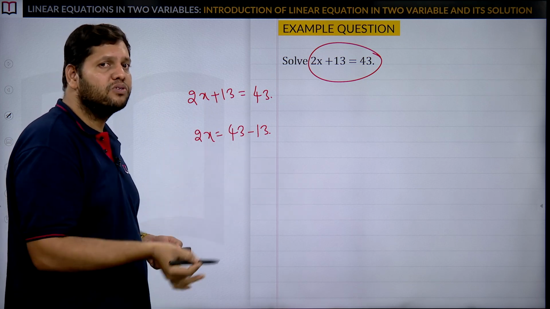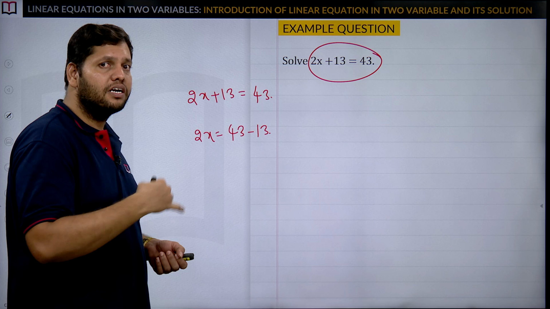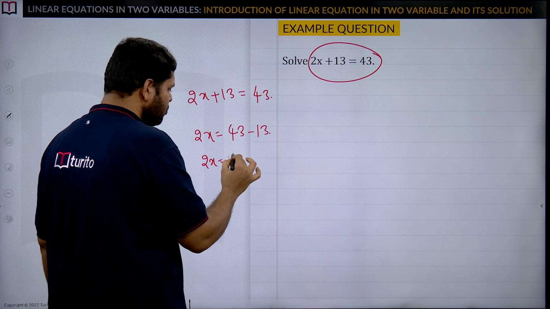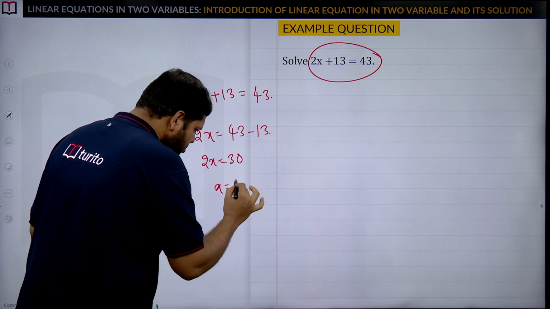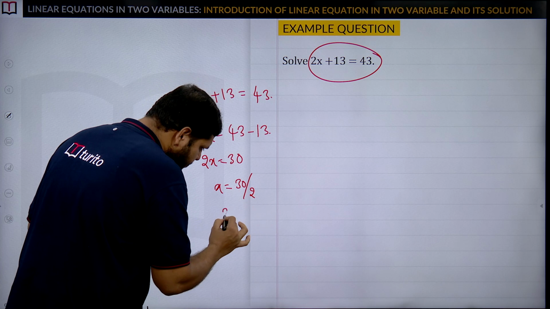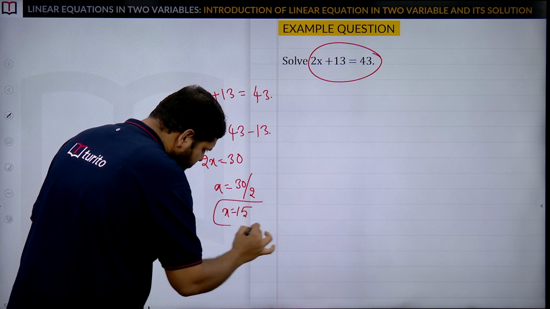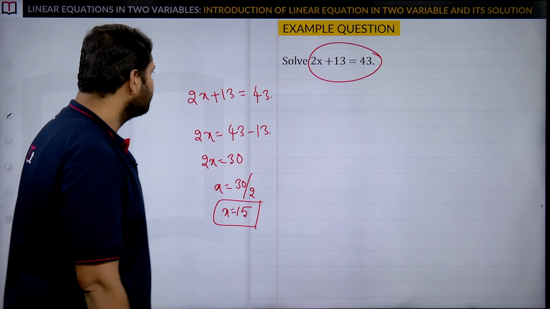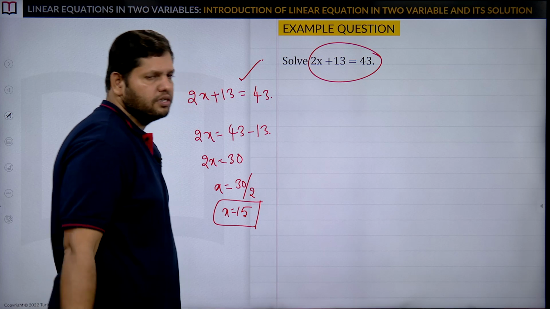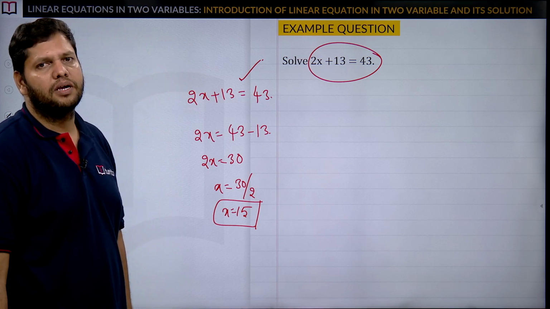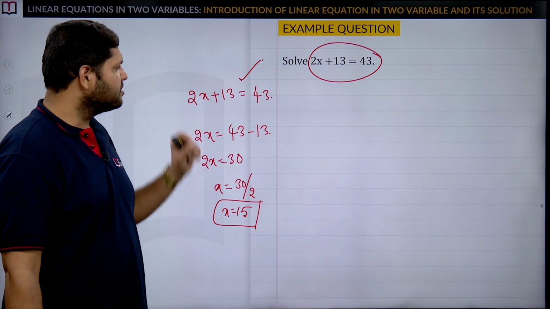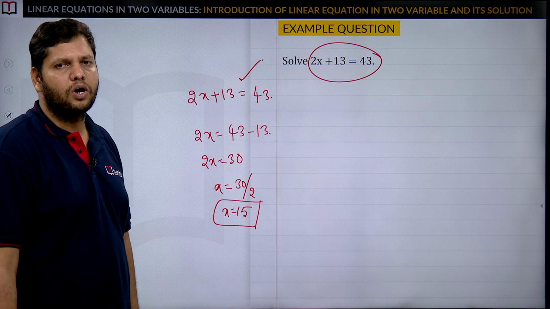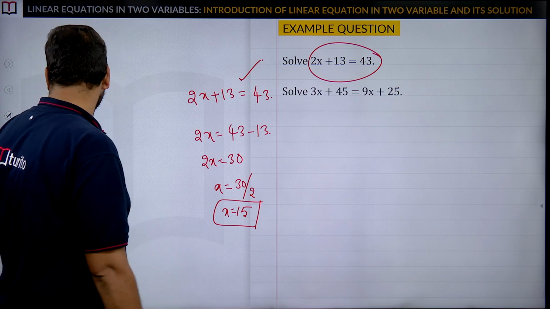That is called what? Transposing. We are sending it across. So it's called a transpose method. So 2x is equal to 43 minus 13 is equal to 30. Then x is equal to 30 upon 2. Then x is equal to 15. Clear, children? So this 15 is the solution of the equation 2x plus 13 is equal to 43. You got this point? 2x plus 13 is equal to 43. The solution of this equation is how much? 15. Okay? Fine.